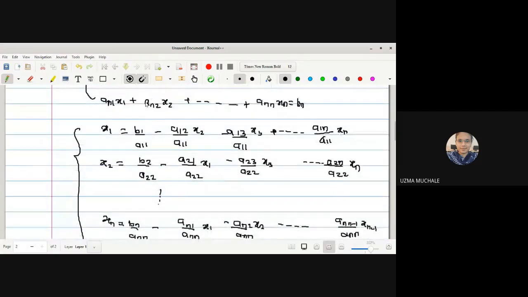Just like the procedure, what we have done in the procedure, you can see here. Here b1 upon a11 we have to take. All other coefficients of x2, x3 onwards, all the terms will be 0. In the second equation, whatever the value of x1 we have got, x1 is b1 upon a11, that we have to take for the second equation, remaining terms will be 0, x3 onwards. In the third equation, x4 onwards, all are 0, we have to use x1 and x2 for calculating the value of x3.